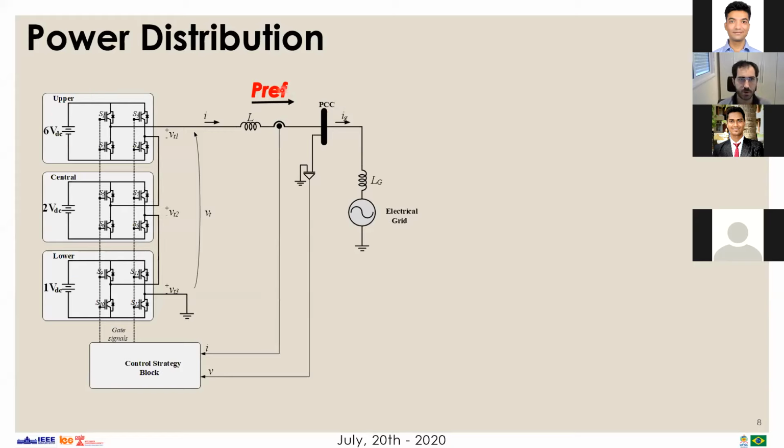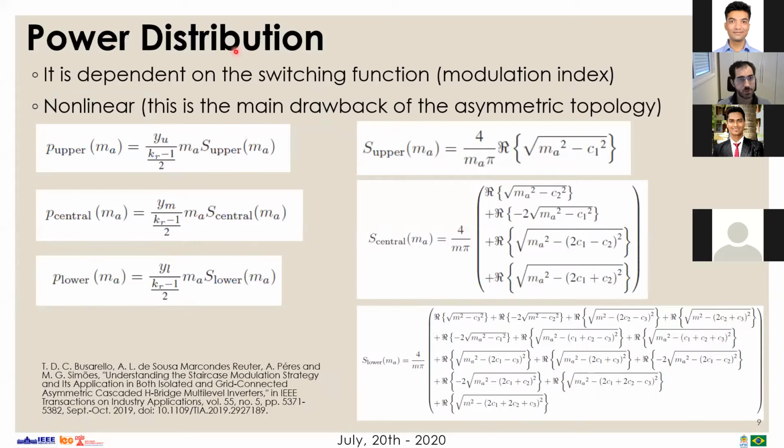How much power is processed in the upper, how much in the central, and how much in the lower module? This is what we are going to see now. The power distribution within the asymmetric topology is dependent on the switching function and also on the modulation index. And one of the main drawbacks of this topology is that this power distribution is nonlinear.